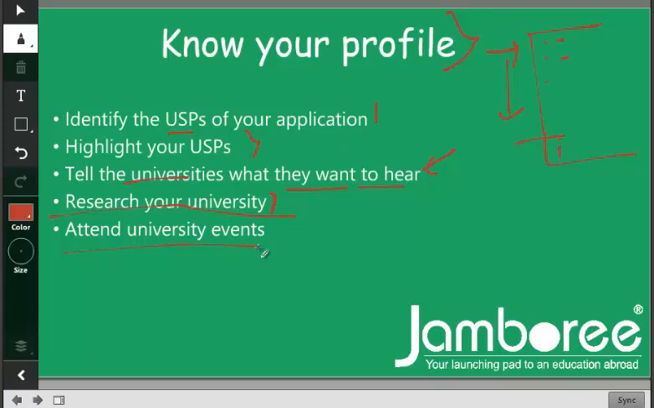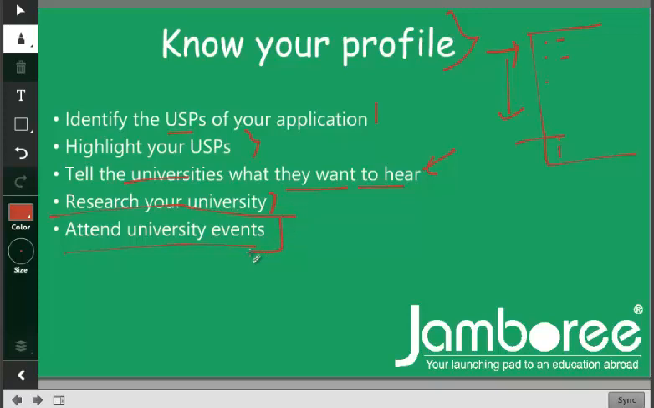But do attend the university events. When you attend, first of all, give your full name and express your interest in applying to the university. And when you then write your essays, finally, you can say that one of the reasons I considered applying to this university is my interaction with Mr. XYZ, who had conducted this event. So that helps in applications as well. So don't forget this.